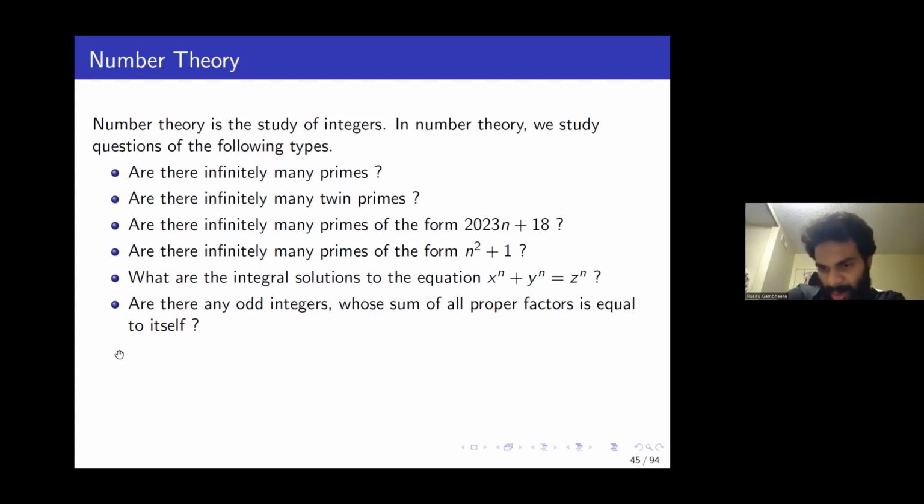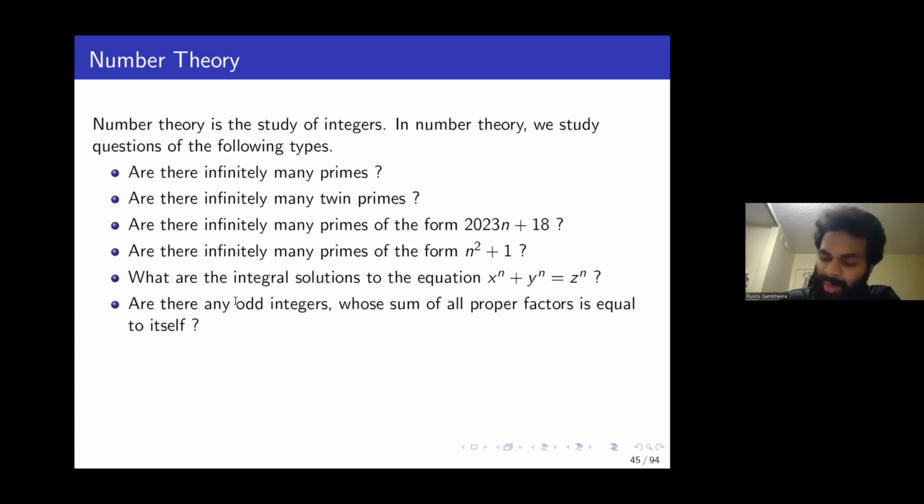So this is also an unsolved question because we are looking for odd integers. If it was even integers in the question, it's known and they are well known. For instance, if you take the number 6, what are its proper factors? 1, 2, and 3, right? And their sum is 6, right? So those numbers are called perfect numbers.